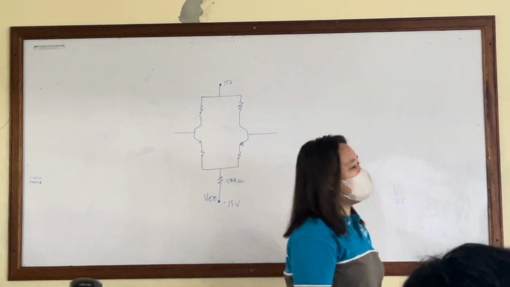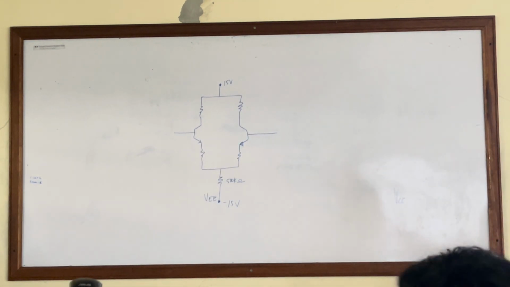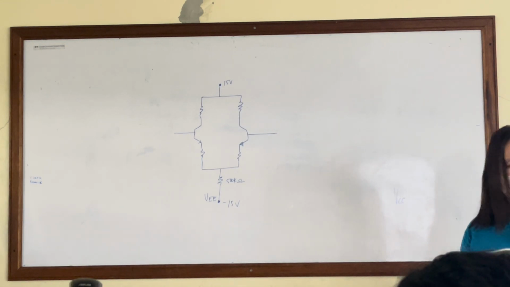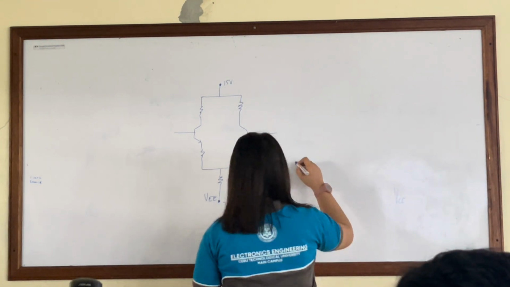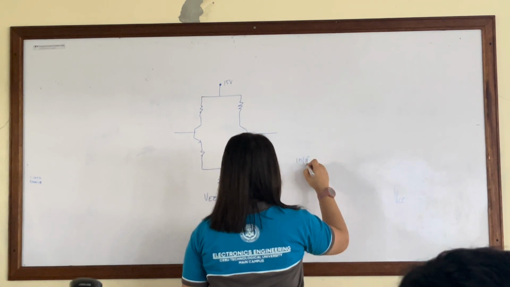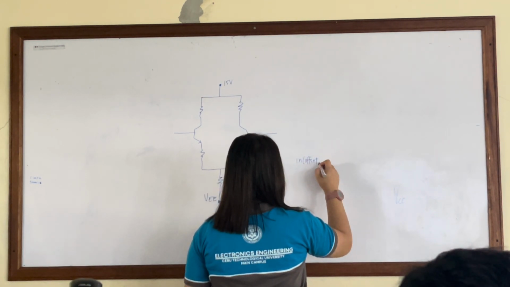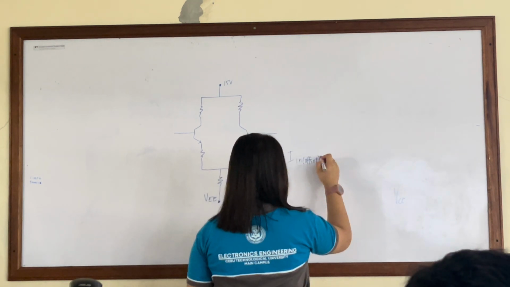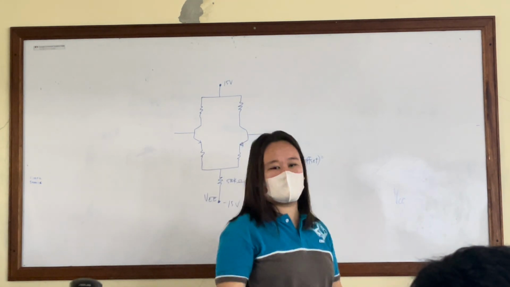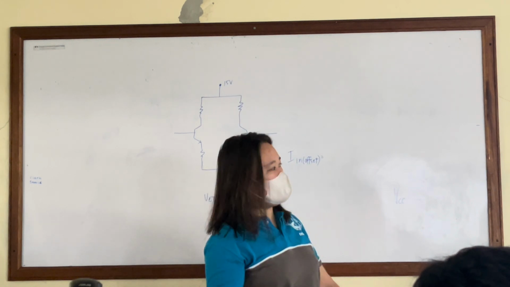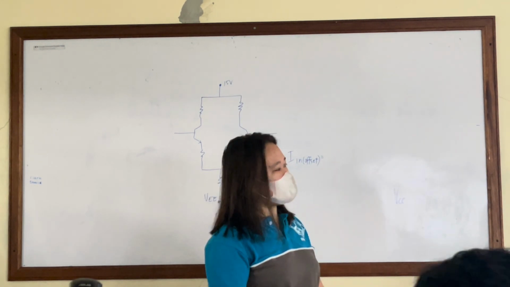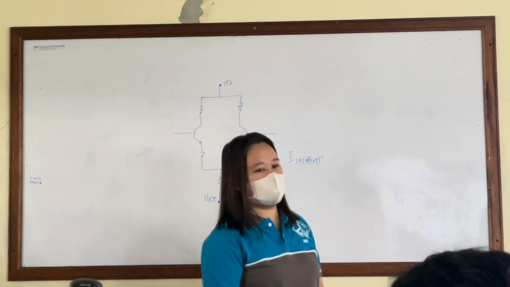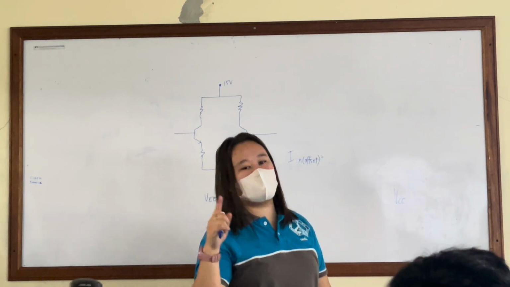Do we need to have other parameters, characteristics? Beta max, the input offset current. The formula for input offset current: input offset is equal to the absolute value of IB1 minus IB2. How about the input bias current? Input bias current is equal to IB1 plus IB2 over 2.